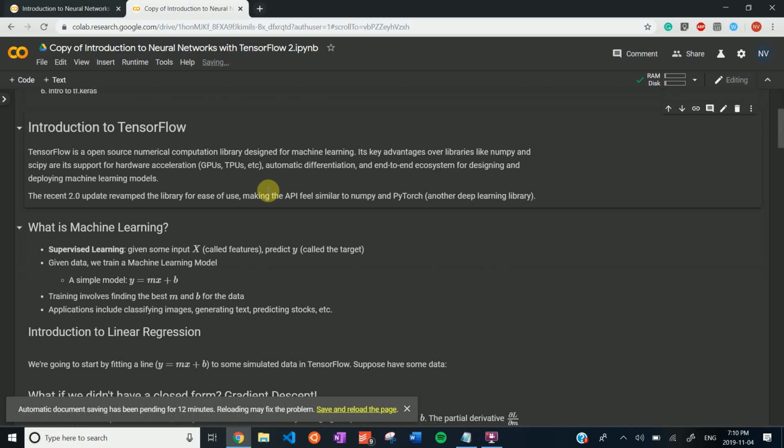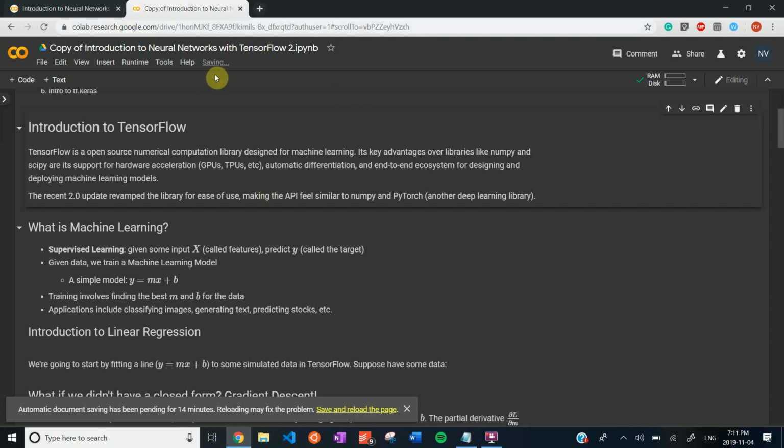Cool. So to start, what is TensorFlow? TensorFlow is an open source numerical computation platform, which is mainly designed for machine learning. Compared to things like NumPy or SciPy, which are other Python libraries, TensorFlow offers some hardware acceleration, so you can run things on the GPU or other kinds of devices, and also automatic differentiation, which we'll see what that is a little bit later and why that's important. This recent update for TensorFlow 2 has changed the API a lot, and it's actually a lot more usable, which is why I chose it to present today.